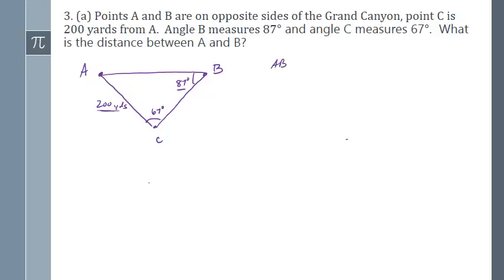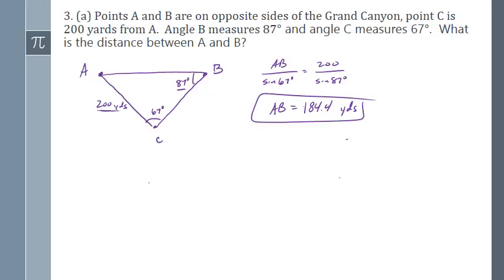So AB over the sine of 67 degrees is equal to 200 over the sine of 87 degrees. So AB is going to be 200 over the sine 87 times sine 67, which is 184.4 yards.